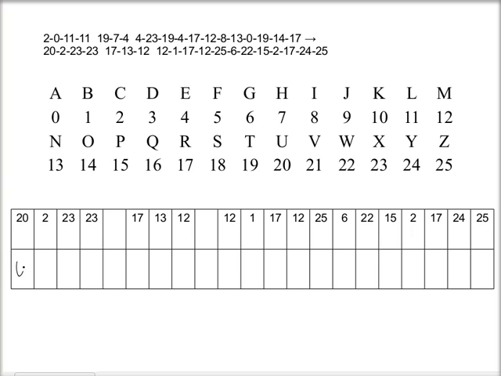So 20 is a U, 2 is a C, 23 is X, 17 is R, 13 is N, and 12 is M. I've got another M. 1 is B, 17 is R, 12 is M, 25 is Z, 6 is going to give me G, 22 is W, 15 will be P, 2 is C, 17 is R, 24 is Y, and 25 is Z. So this is the encrypted message that I'm going to send back to my partner.